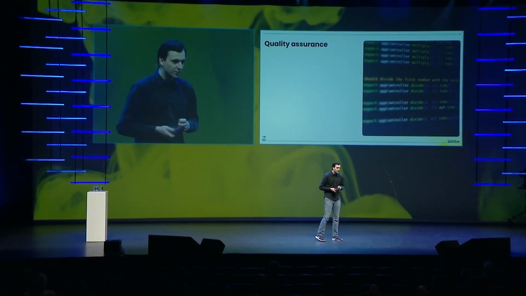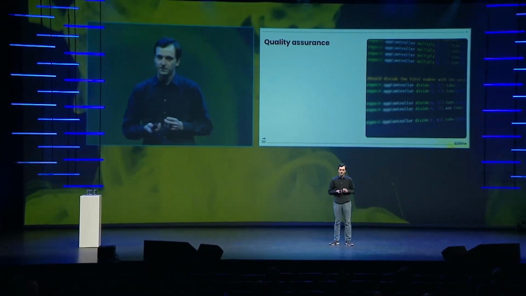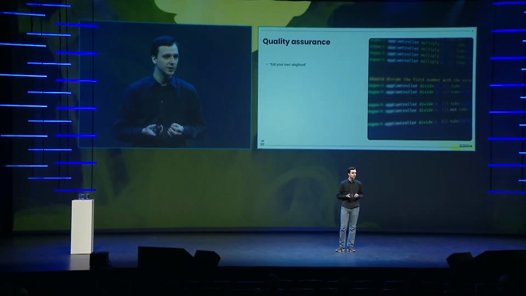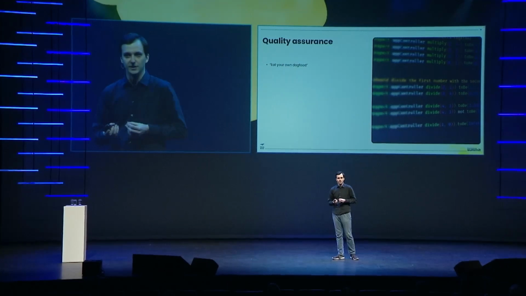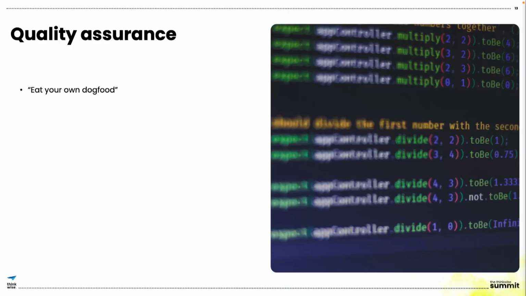Well, it goes through 3 iterations, but how do we ensure the quality then? Because the platform is built with the platform, we use a practice called eat your own dog food, which means you use your own products or services to build those products or services.